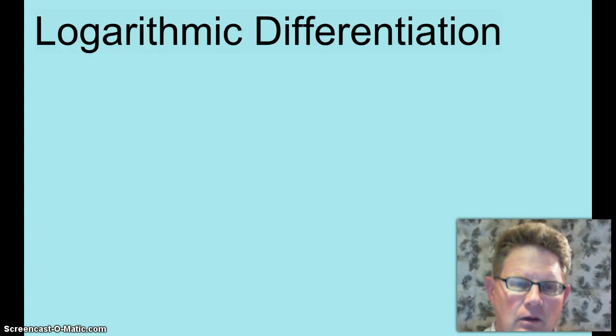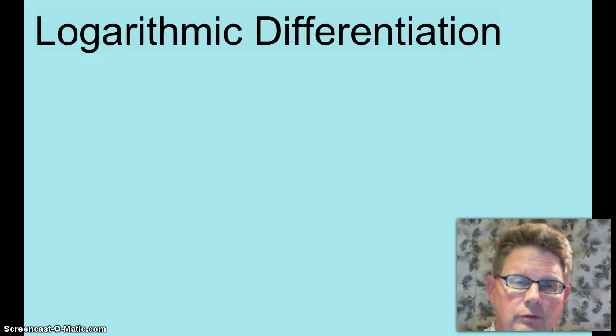Welcome to AP Calc, Lesson 10, Logarithmic Differentiation. And it sounds scary, and it is. But it's a great way of finding the derivative of very, very complex functions. And it will help us to make it easier to do, because otherwise it would be insanely impossible.